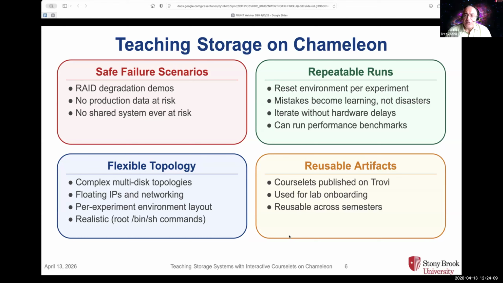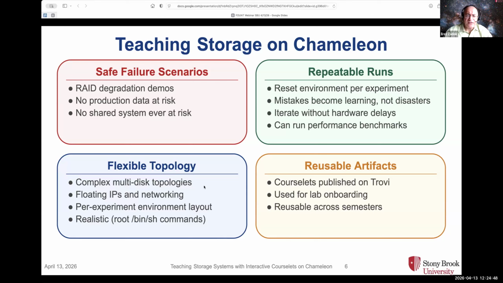We could do repeated runs because you can reset the experiments if there's something you don't like or you want to restart. It's literally just a click away and you start from the beginning. If you make any mistake, not a big deal. You learn from it and then you repeat as a learning process. Also, with the virtualization infrastructure, we found it to be sufficiently quick, so there's not really much delay. You don't have to deal with actual physical hardware, which can be slow at times. You can even run some performance benchmarks, which is something you often do in storage systems.